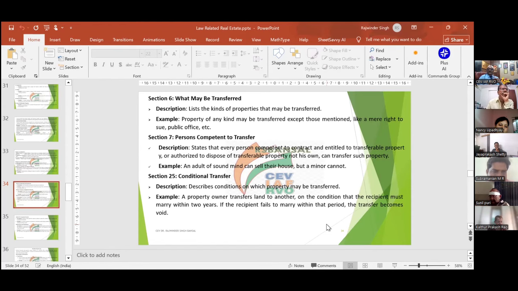Machinery can also be an immovable property if it is attached to the ground in such a manner that it cannot be dislocated without dismantling the civil structure. Then it comes under the immovable category.